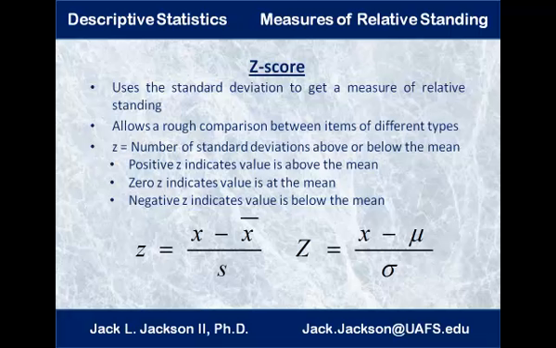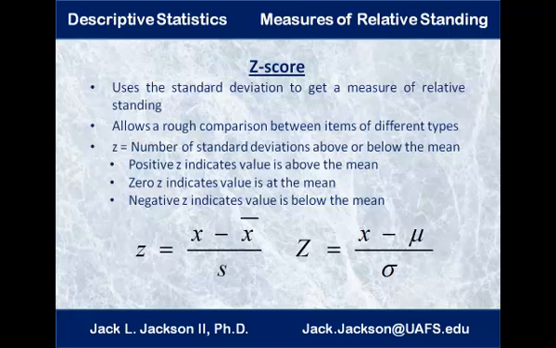And the formula is pretty simple. For a sample, where we'd probably use a lowercase z, it would be the x value, that's your measurement, minus x bar, which is the sample mean, divided by the sample standard deviation s, and that gives you how many standard deviations you are above the mean. Of course, if x is less than x bar, that's a negative number. Same thing, x minus mu over sigma would be capital Z, that's for a population.